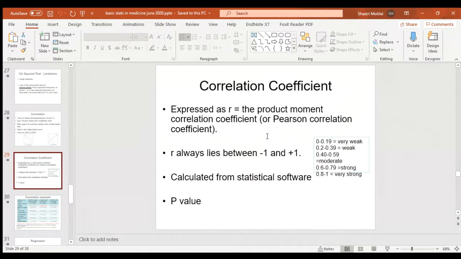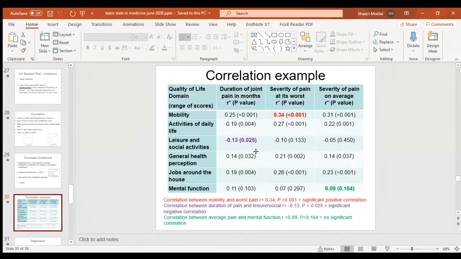So anytime you have to interpret correlation, you would see a value for R, and you would see a p-value. You're going to see two things. And again, of course, I'll give you an example. Again, from the same research we did looking at joint pain and arthritis in Trinidad and patients attending primary care clinics, we looked at correlation between quality of life domains. So we measured different aspects of quality of life: their mobility, their activities, the general health perception, the mental function.